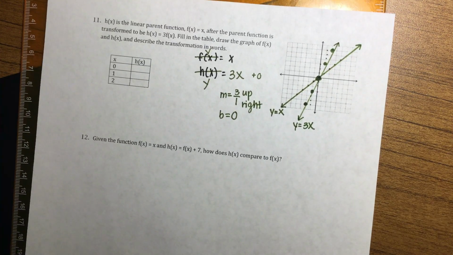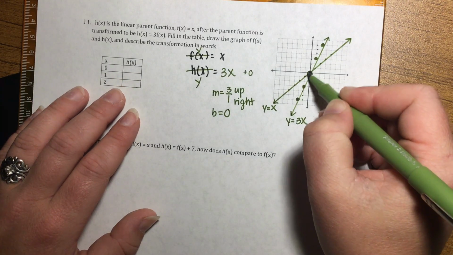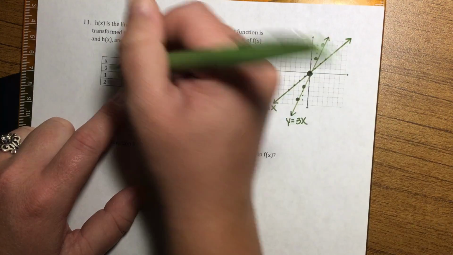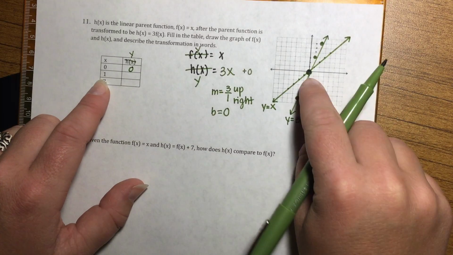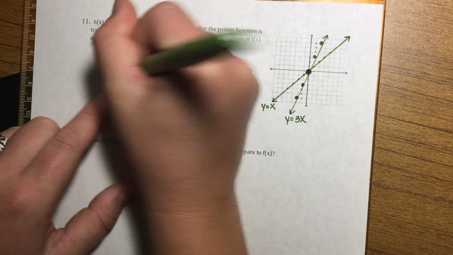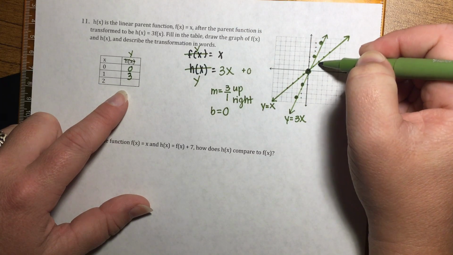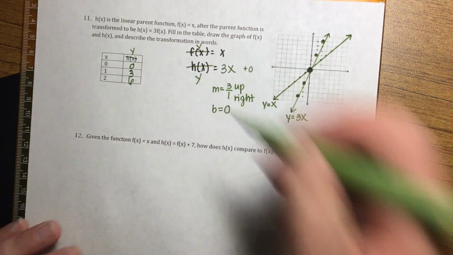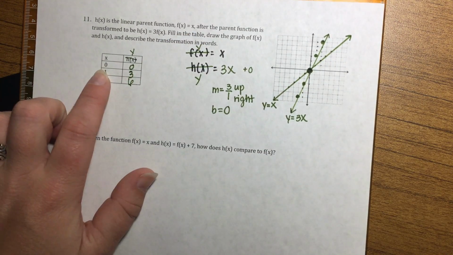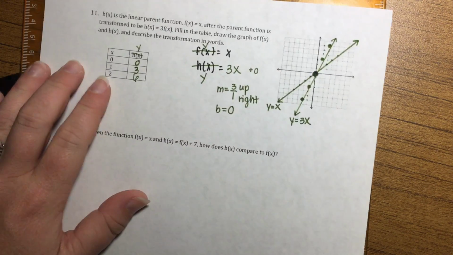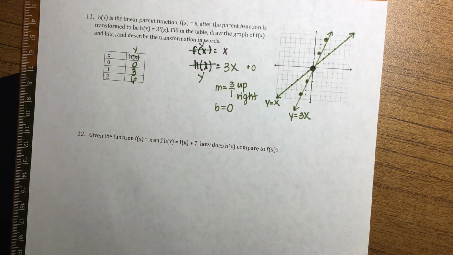So now let's go ahead and do our table. At 0, 0, my y value is just 0. At 1, it is going to be 3. At 2, I go up 1, 2, 3, 4, 5, 6. So I go to where x equals 0 and write that y value. I go to where x equals 1, I write that y value. I go to where x equals 2, and I write that y value.